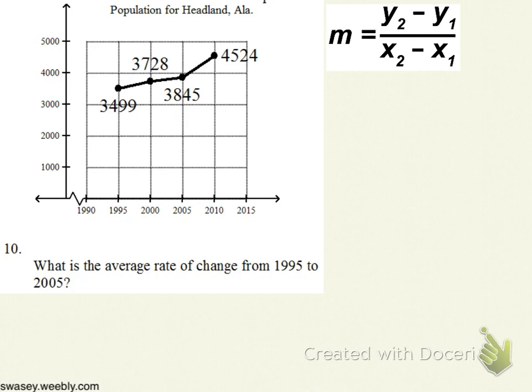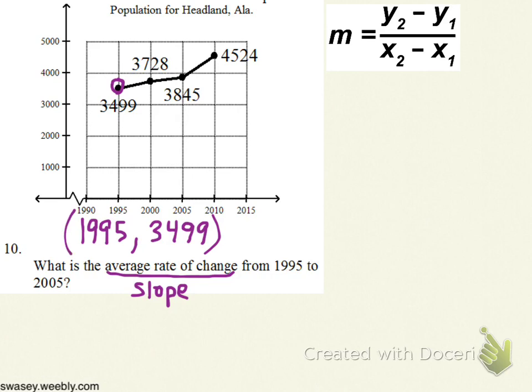Alright, for this one, we're going to look at the graph. Average rate of change, that means the same thing as slope. So you got to locate your points. 1995, we're looking at this point here. In 1995, the population of Headland is 3,499. And then in 2005, population is 3,845. So those are the numbers that we're substituting into the slope formula.